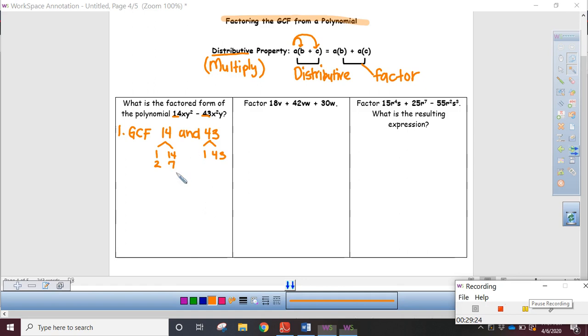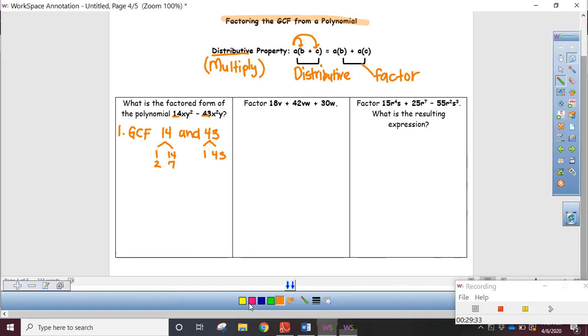So heading back over here to figure out what the GCF of 14 and 43 is, we can see that the only number they have in common is the 1. So 1 is the only number they have in common, which is fine. 1 is the greatest common factor of 14 and 43. Now let's move on to the next step, step 2.